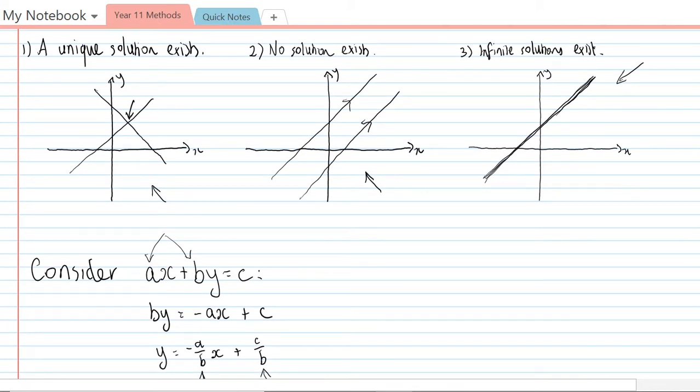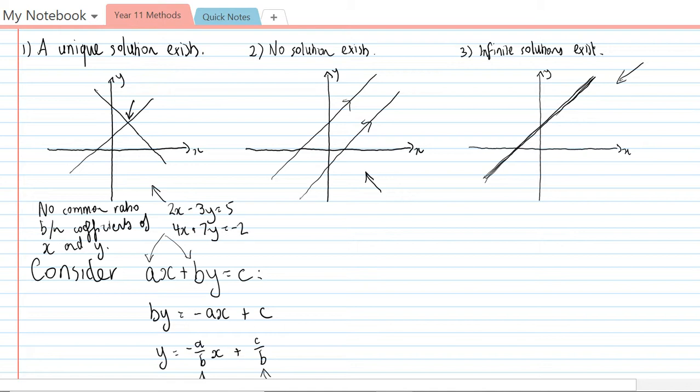So if I come back up here for a second, for a unique solution to exist, we need to have no common ratio between coefficients of x and y. So, for example, the equations could potentially be something like 2x minus 3y equals 5 and 4x plus 7y equals negative 2. Okay, so there's no common ratio there. 2 in ratio with 3 would not be the same as 4 in a ratio with 7. So that's what we're sort of going for there.